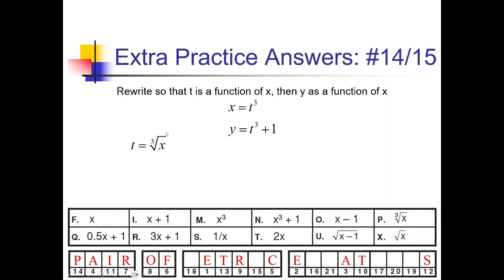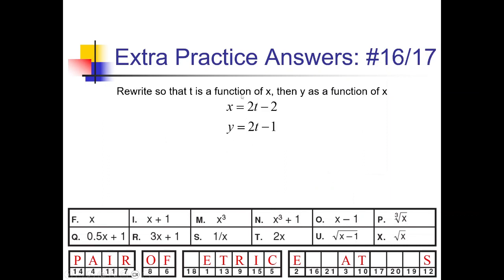And then I'm going to replace this t in the y equation with cube root of x. So I've got cube root of x, cubed, plus 1. Now a cube root and a cube undo each other, so that's just x plus 1. And x plus 1 is this I right here, so that goes in 15 right over there.